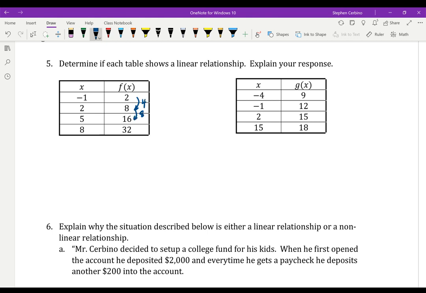This goes up by 8. This goes up by 16. That's different every time. These are going up consistently by 3. So for it to be a linear relationship, the x values and the y values all have to go up at the same value. They're not, so this is not linear.